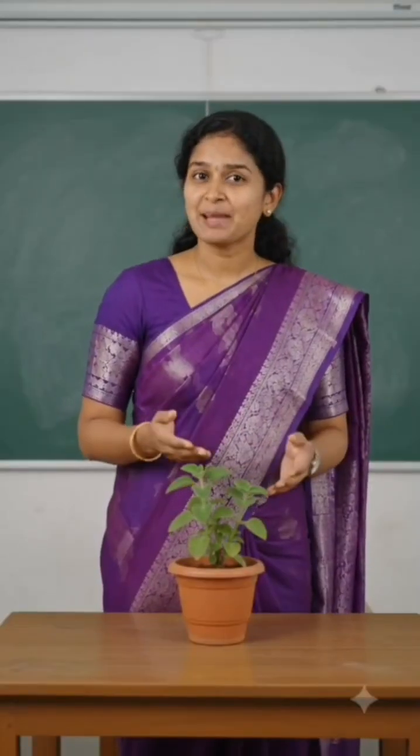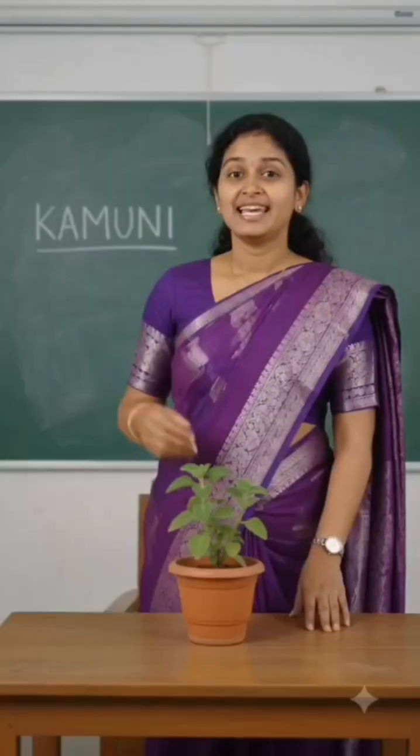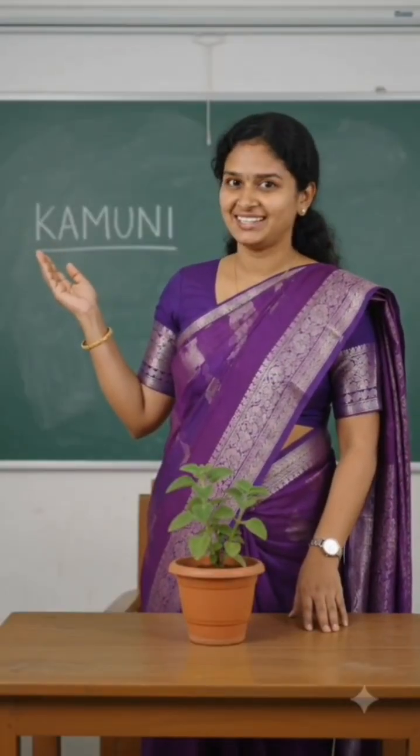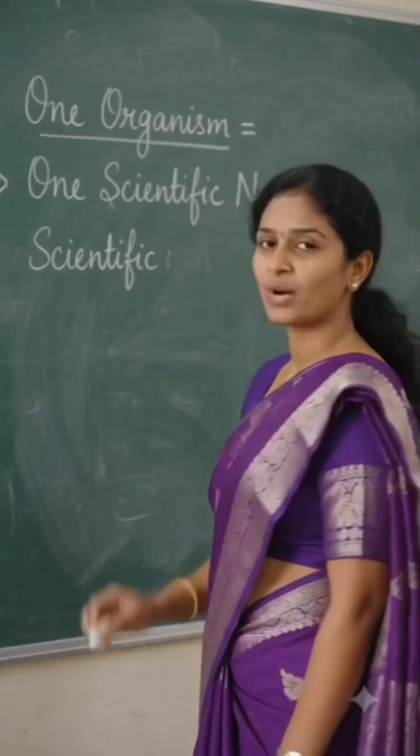Did you know that this plant has many different names? In some regions it's called makoi, in others it is known as kamuni. This is called kaddu, sapans, and also red pumpkin. This creates a lot of confusion. To avoid confusion, scientists decided to standardize the naming of organisms. Remember, one organism equals one scientific name.